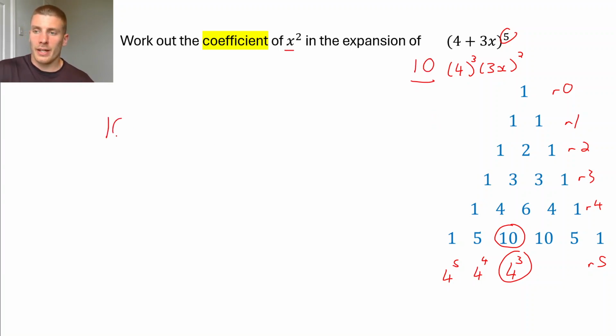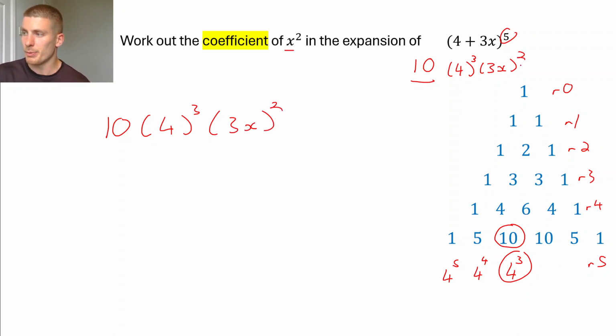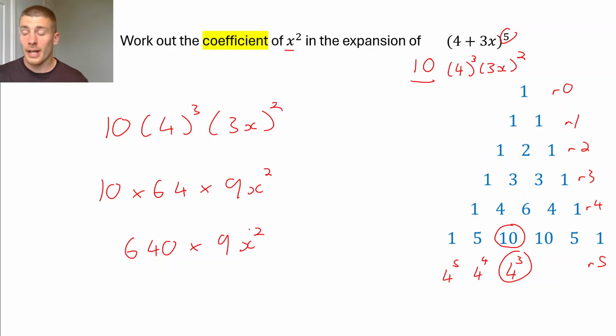So overall, I've got 10 times 4 cubed times 3x to the power of 2. Not very clear, is it? That should be a 2. So you've got 10. Now 4 cubed is 4 times 4 times 4, which is 64. And we're multiplying this by 3x squared, which gives you 9x squared. Now 10 times 64 is 640, multiplied by 9x squared. Now 640 times 9, let's just make sure we don't make a mistake here and use our calculator. 640 times 9 gives us 5760.